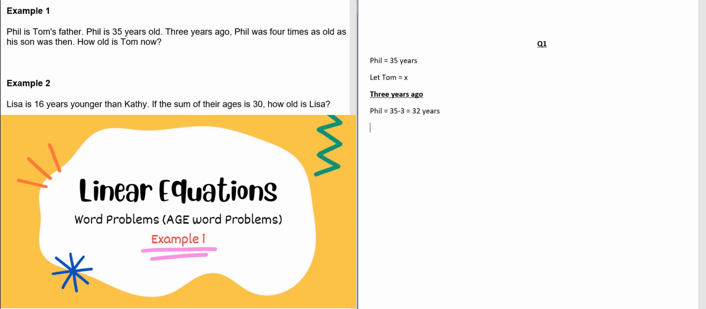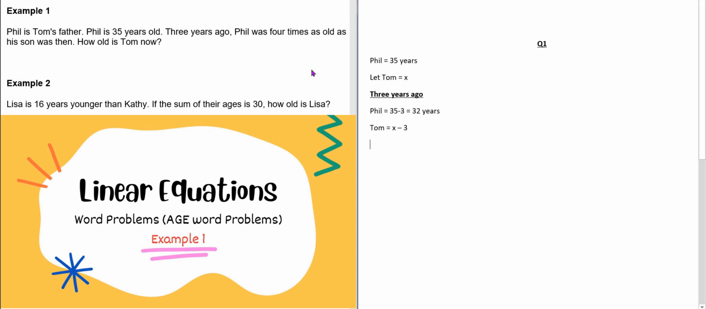And then for Tom, 3 years ago, Tom would be, now Tom is x years old. So 3 years ago, Tom would be x minus 3 years, because we don't actually know Tom's age. So whatever his age might be, we are just going to subtract 3 years from it to get his age 3 years ago. So that's fine.